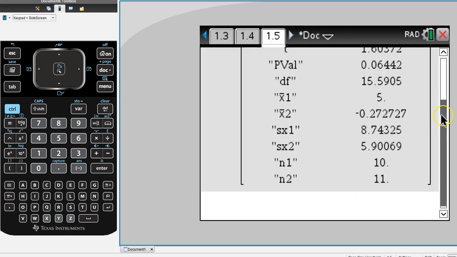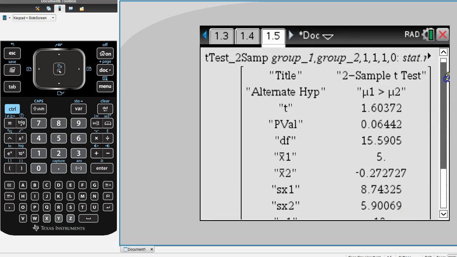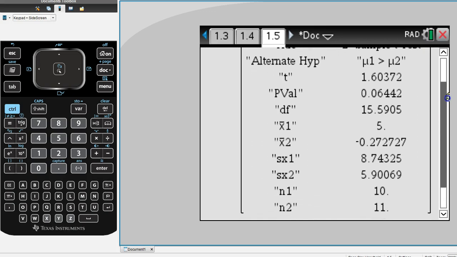We push OK, and let's see all the information we get. Okay, so we have the t value here. That's our test statistic. We have our p value. We have the weird degrees of freedom like we talked about before. We have our x bar 1, x bar 2, sample standard deviation 1, sample standard deviation 2, n1, n2. So you have all the information that you need to fill in the test statistic formula. So that's where all these numbers come from in the test.